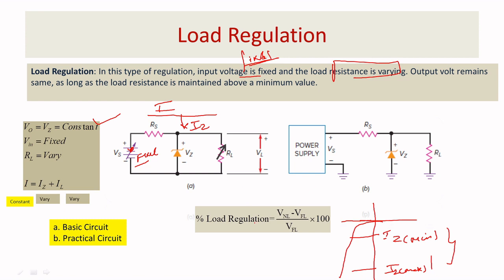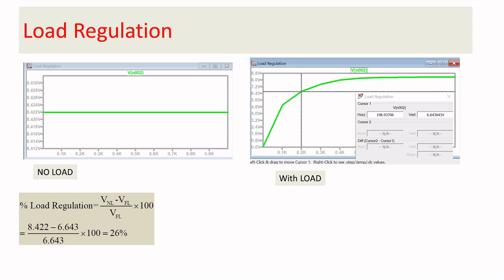Okay, so here the formula for finding the load regulation is no load minus full load divided by full load into 100. This is the formula to find the load regulation. So to find the no load, what we can do is remove the load from the design circuit, then you can find the output voltage. Then to find the full load, you connect the RL and find it. So that is the thing I have done here.